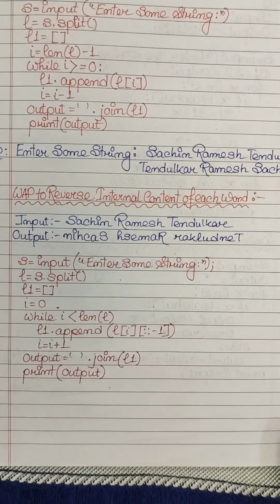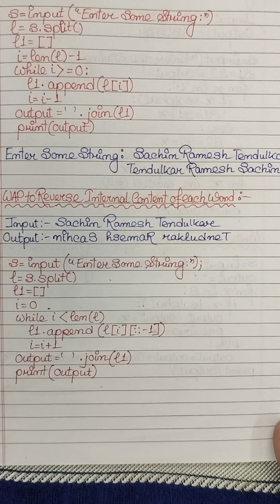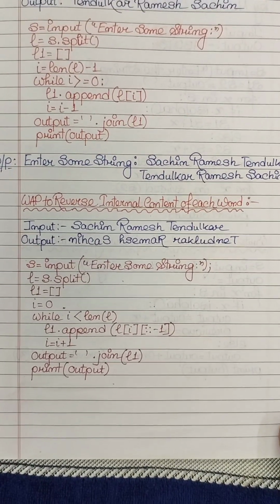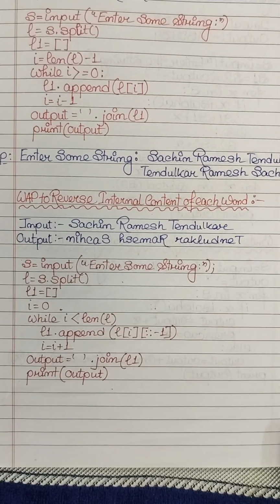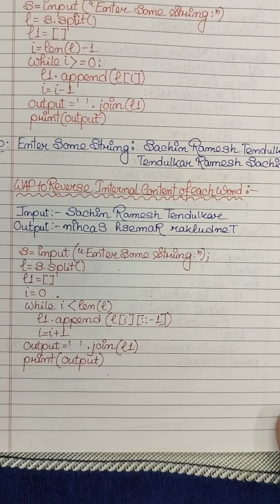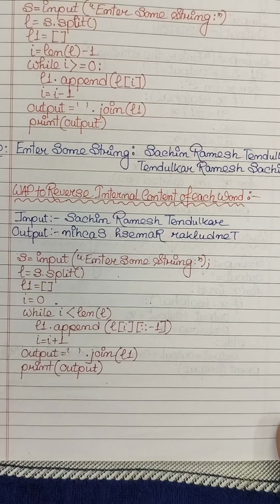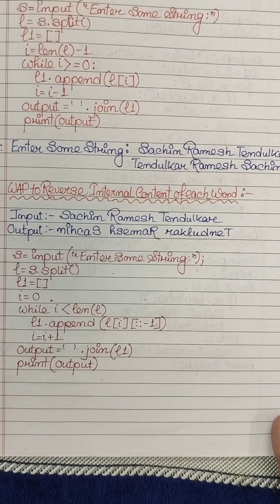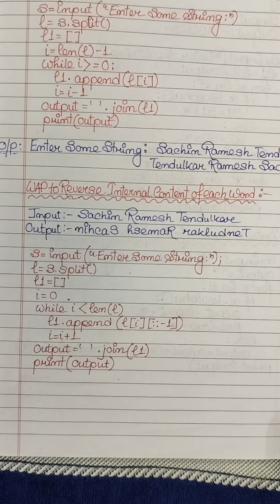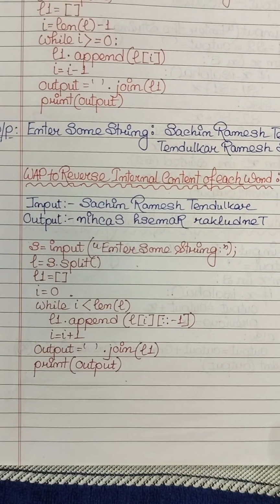Okay, my next program is to write a program to reverse the internal content of each word. That means internal content reversed: Sachin will show you NIHCAS, Ramesh will be HSEMAR, Tendulkar will be RAKLUDNET. Okay, and what will be the code for that reverse of internal content?